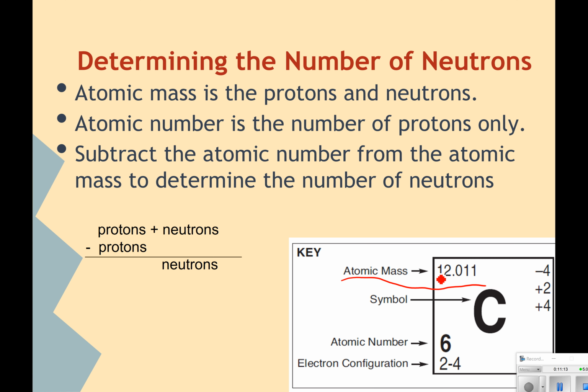The key here is with the 12.011, because if we follow this as is, minus the number of protons, which is 6, we'd get 6.011. We can't have 11 thousandths of a proton or neutron. So we round this number to the nearest whole number, which would be 12, and then subtract, and we would get 6 neutrons.